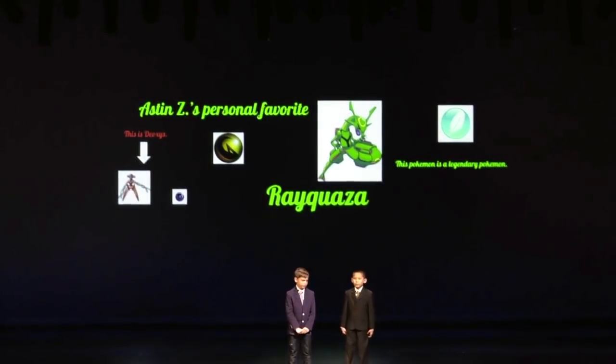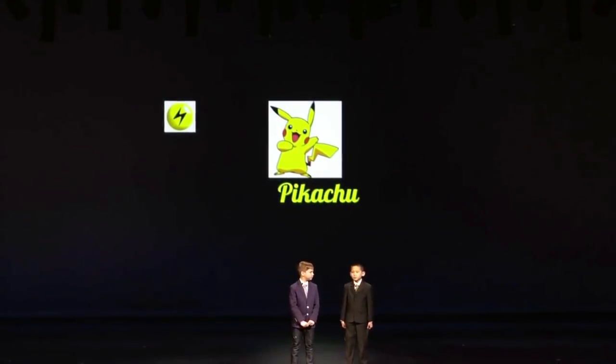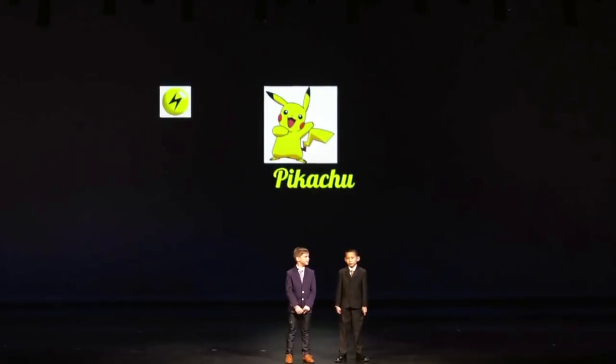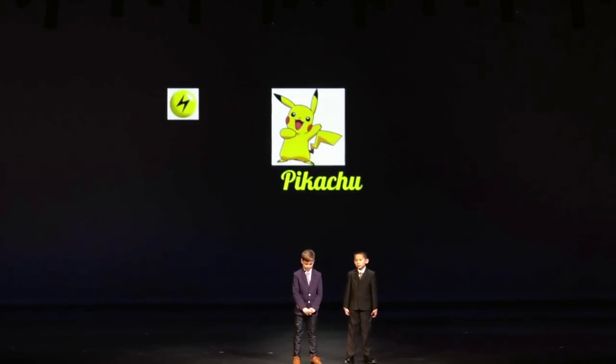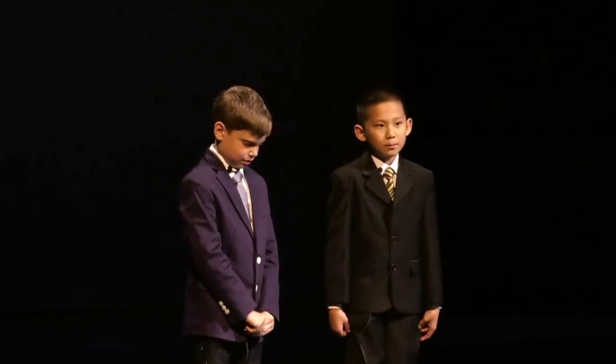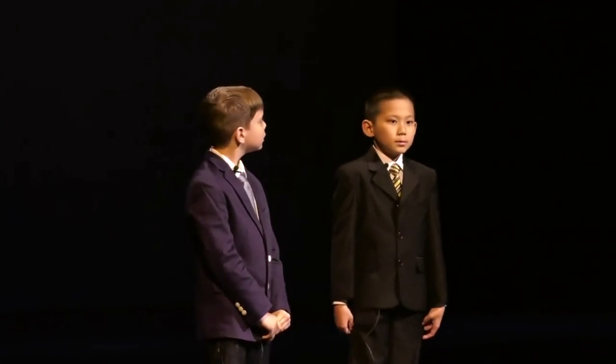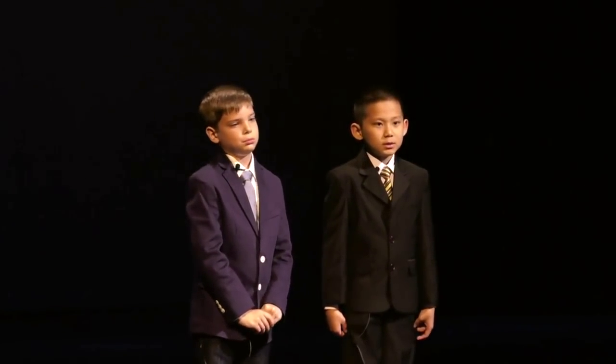Now we will move on to our fourth famous Pokemon. This is Pikachu. Pikachu is an electric Pokemon. The electric type symbol is in the top left-hand corner. Pikachu is an electrical mouse, and it is famous because it is Ash's Pokemon.